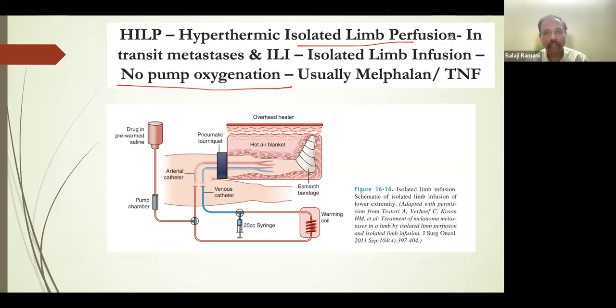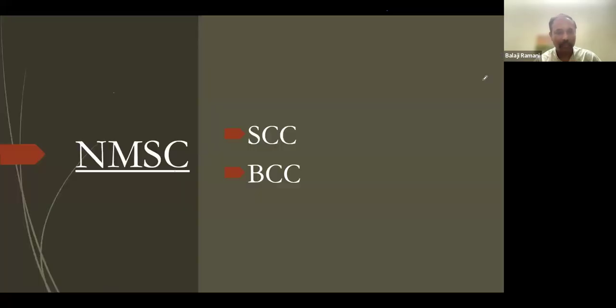So, isolated limb perfusion and isolated limb infusion. Preferred is usually isolated limb infusion because there is less toxicity, though more efficacious is the isolated limb perfusion. Infusion is used because there is less chance of necrosis of all the tissues here. The agents which are used are melphalan and TNF alpha. Both of these are used in isolated limb perfusion and infusion of the lower extremities.